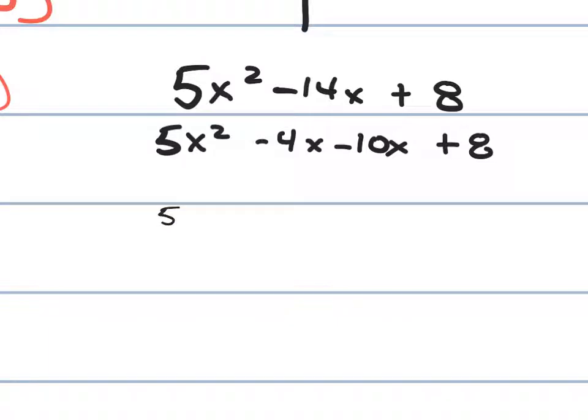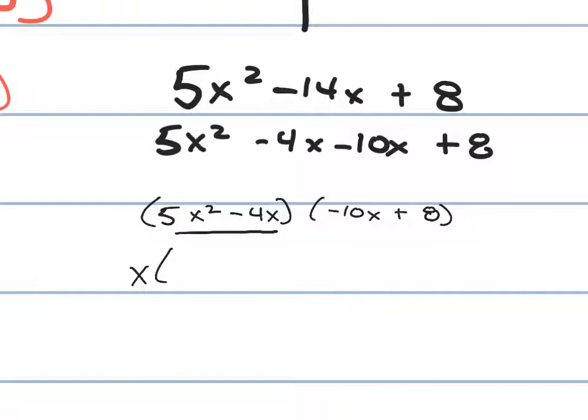So we've got 5x squared minus 4x. That's grouped together. And then negative 10x plus 8. Let's look at these first two. What do they have in common? X. And what would be left inside? 5x minus 4. And the second one, what would I pull out of those two? -2. What would be left inside? 5x minus 4. Notice that they both have the same things.